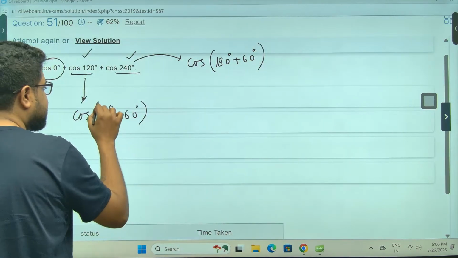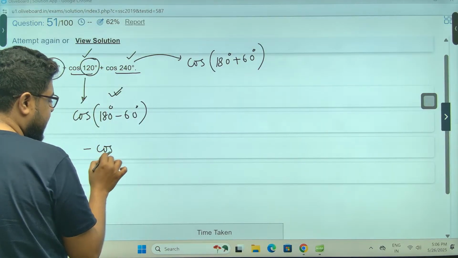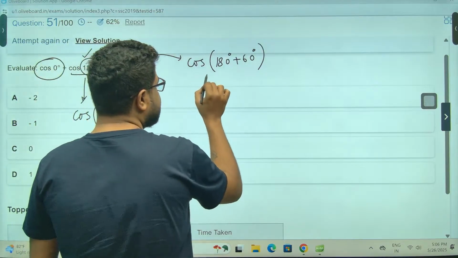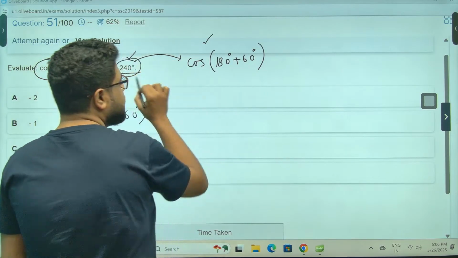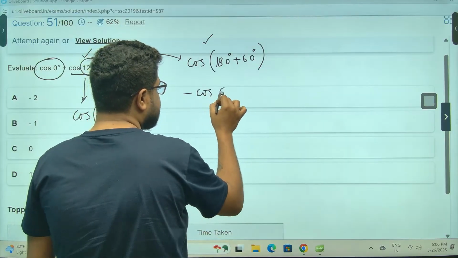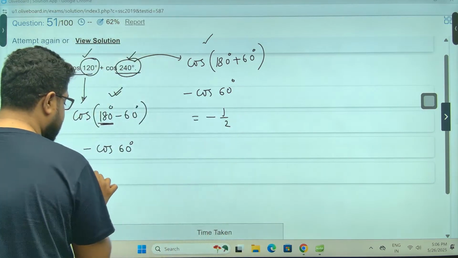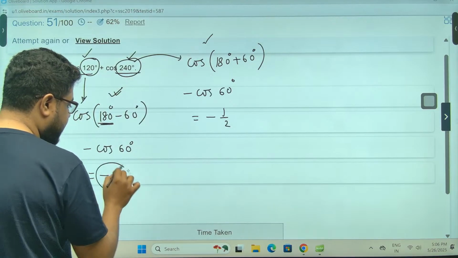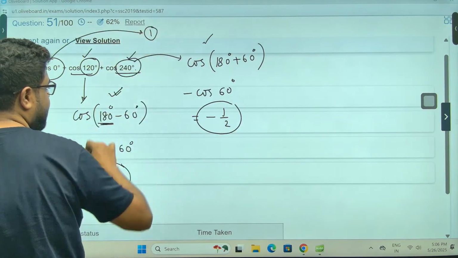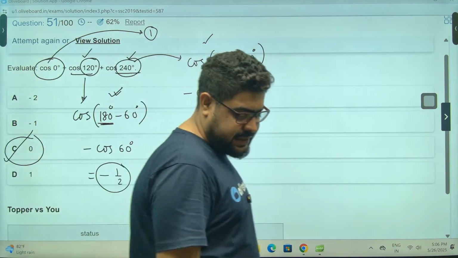This is second quadrant, 120 degree. So that is negative cos 60 degree because it's a multiple of 90. Now again, this is third quadrant, 240. So again, that is negative. Cos is positive only on first and fourth. So this is also the same. Cos 60 is half, so minus half, that is minus 1. Cos 0 is 1. 1 minus 1 gives you 0. Option C is the correct answer.